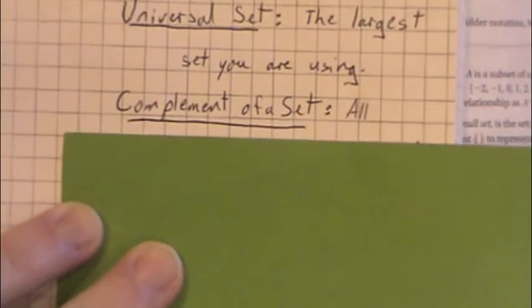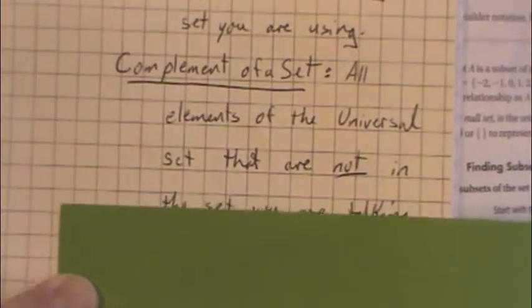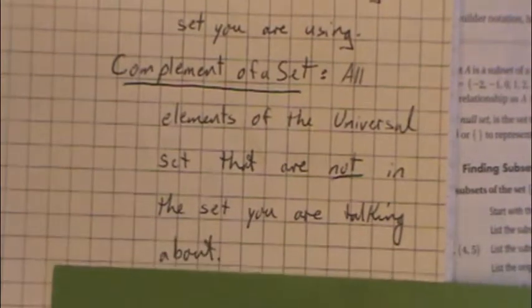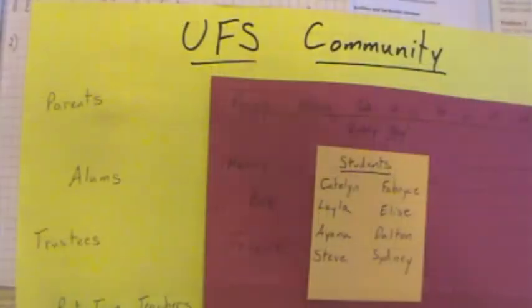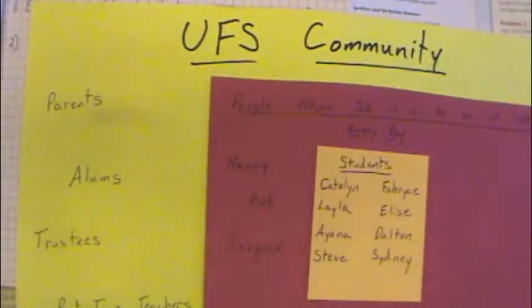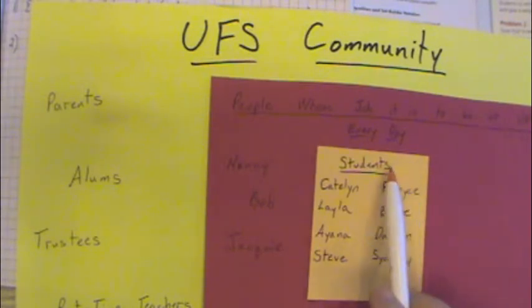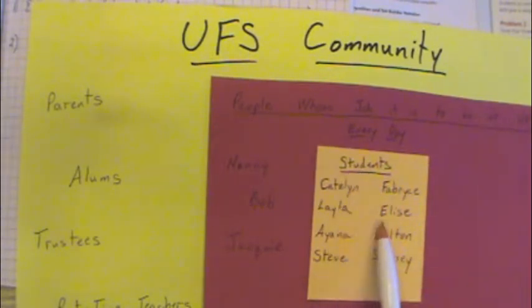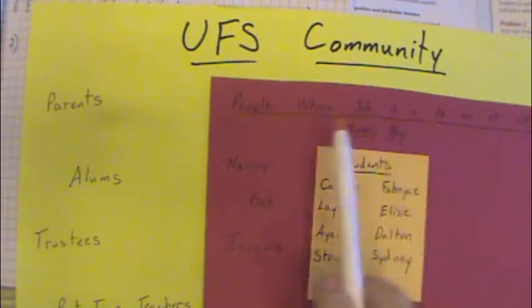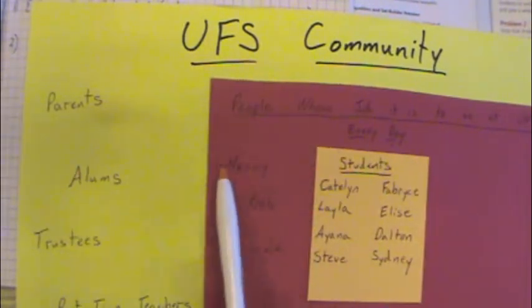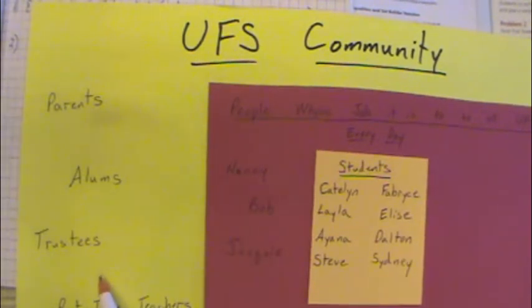Next word, the complement of a set is all elements of the universal set that are not in the set you are talking about. For example, remember this? If we are talking about the set of students, then this red set, people whose job it is to be at UFS every day, and the UFS community, these elements here are complements of the student set.